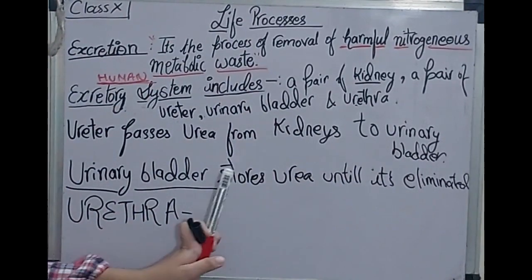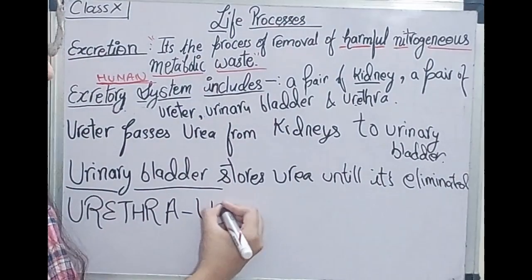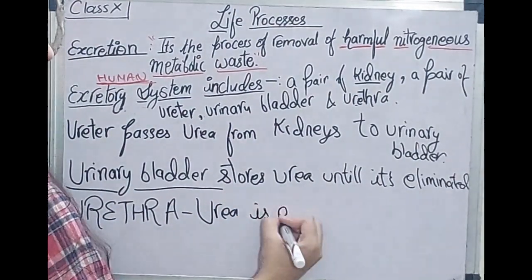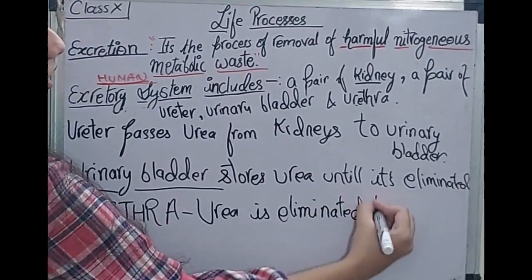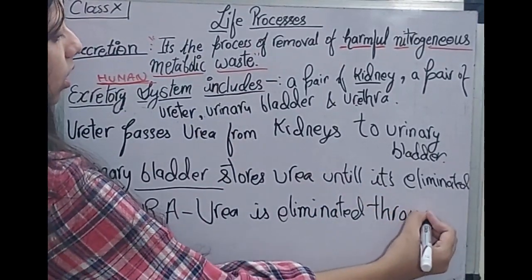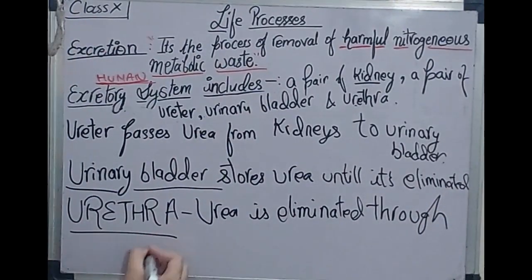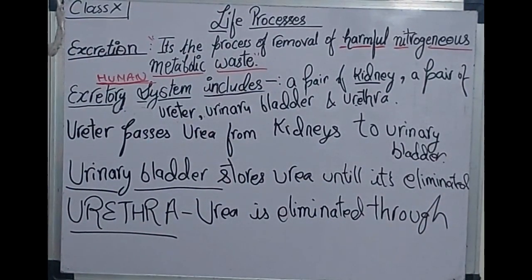Urethra: urea is eliminated through urethra. यूरिया जो एलिमिनेट होता है, that is through urethra. I hope this much is clear to all of us. OK, I hope there is no doubt in this particular thing. If there is any doubt just comment below.